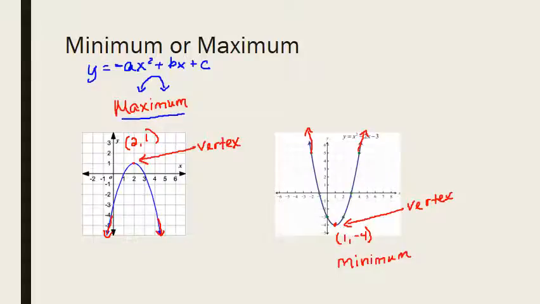Okay, if we've got y equals ax squared plus bx plus c, and the a is positive, that means your parabola is going up. Therefore, you've got a minimum point. So a is positive, the parabola is going up, you've got a minimum point. That minimum point is at the vertex. If the a is negative, the parabola is going down, you've got a maximum point at the vertex.